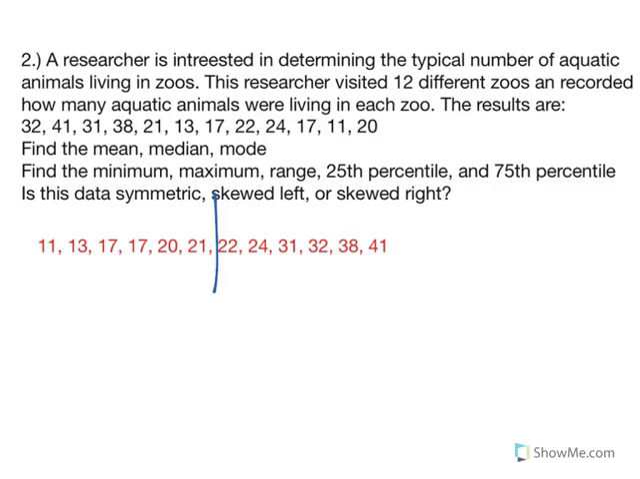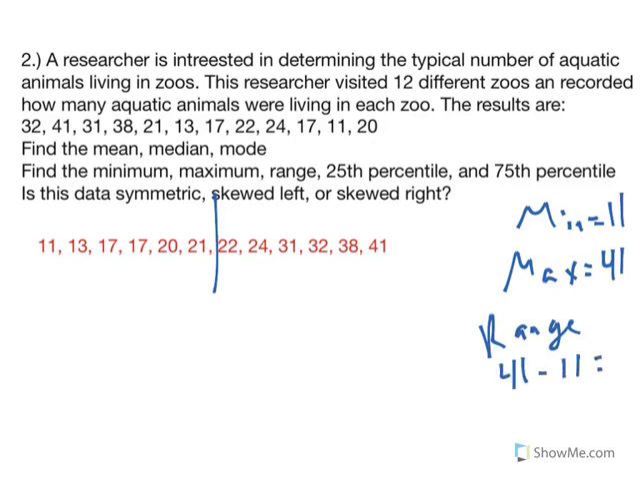So the minimum, we talked about min and max being the easiest. So the minimum is 11. The max is 41. Once you have the max and the min, you can find the range. So the range is the difference in between those. So if I take 41 minus 11, my range is 30. And now we can find our percentiles.